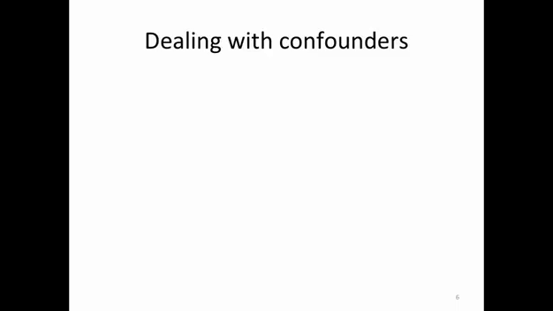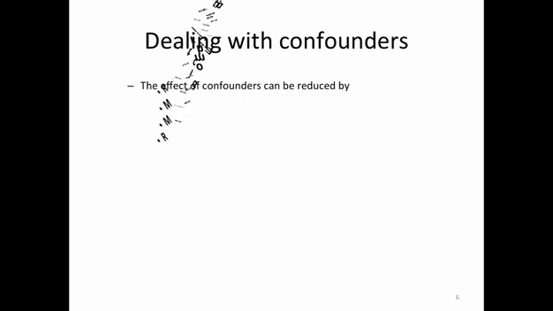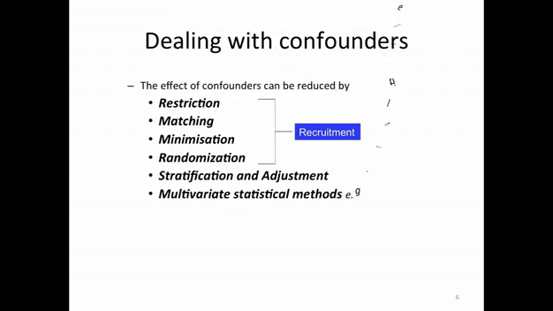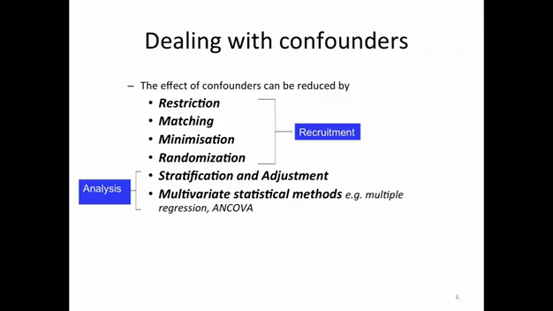If confounders create spurious associations between cause and effect, then it is important that the effect of confounders is controlled or reduced when conducting a research study. How can we achieve this? There are several ways to deal with confounders: restriction, matching, minimization, randomization. These four methods are undertaken at the stage of recruitment for a research study. Stratification and adjustment, and use of multivariate statistical procedures such as ANCOVA and multiple regression, are the methods that are often used at the stage of data analysis after the data collection is completed.